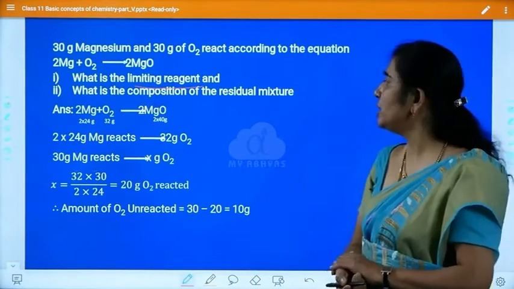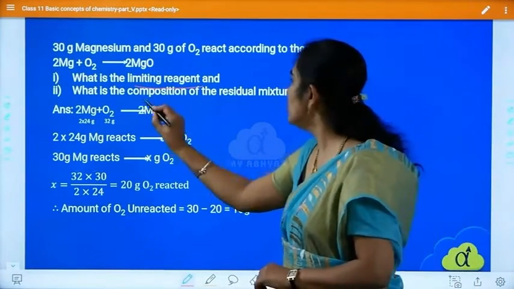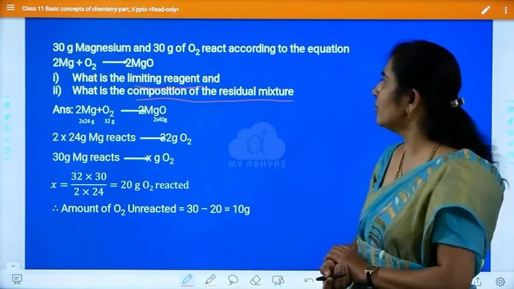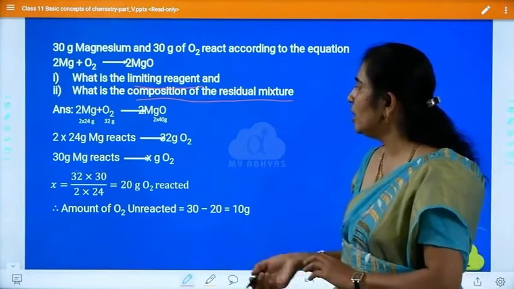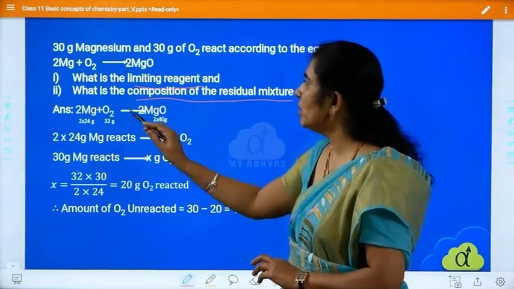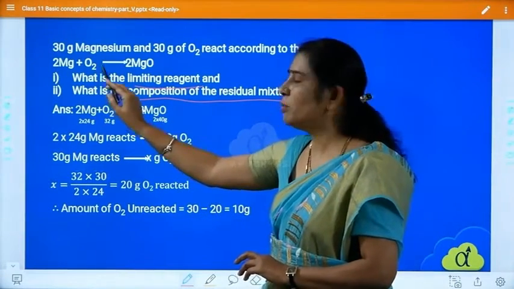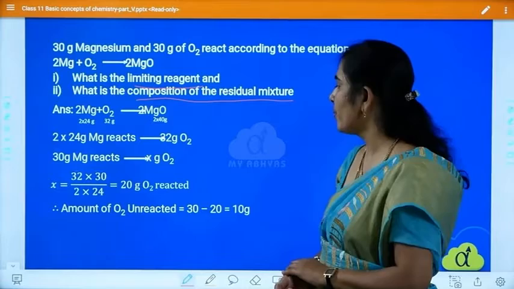Now, what is the limiting reagent? Which is the limiting reagent here? What is the composition of the residual mixture? This and all you have to calculate. So here, what does composition mean? You have to find out the magnesium and oxygen composition.